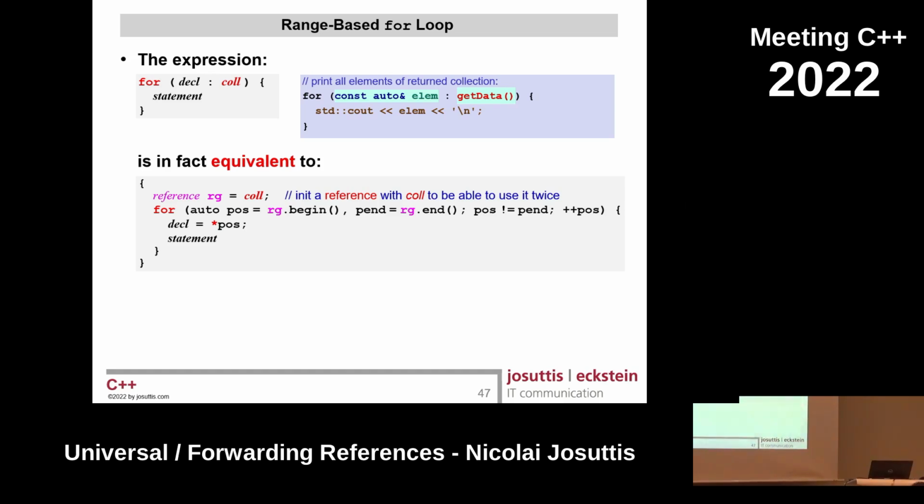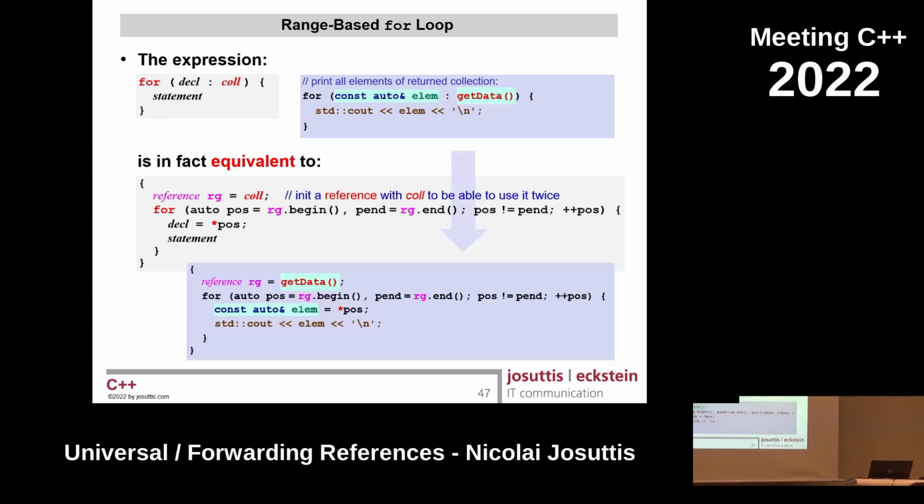But what we have to write as code is we call getData, and then we call begin and end for the result. But we don't want to copy anything here. We don't want to initialize a new object. We want to take the return object as it is. So that's why we declare this as a reference, and then call begin and end for it, and then we can iterate over this loop.